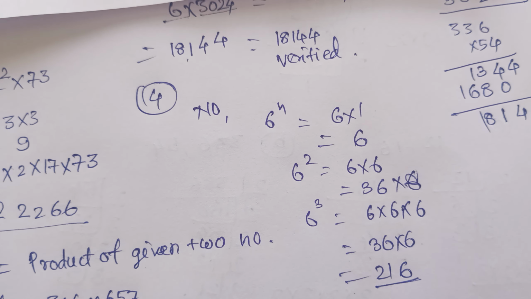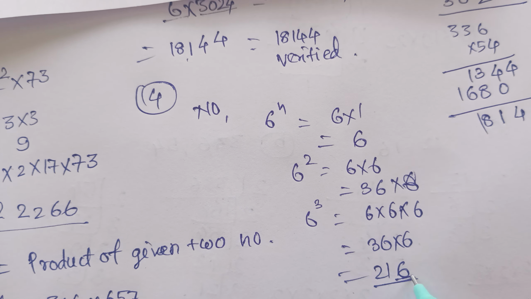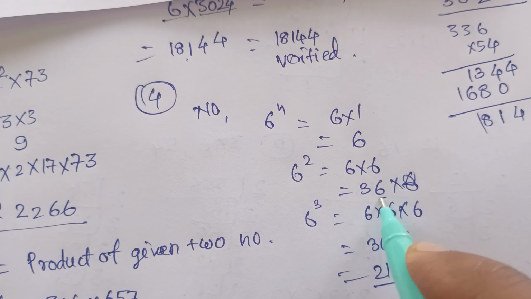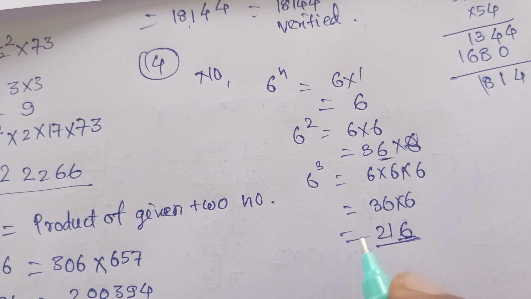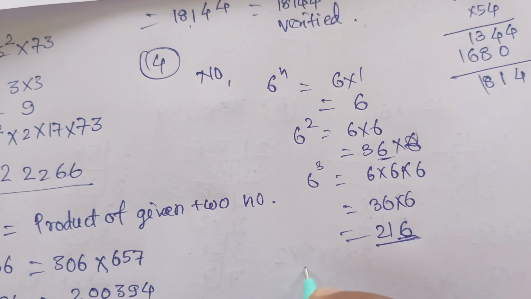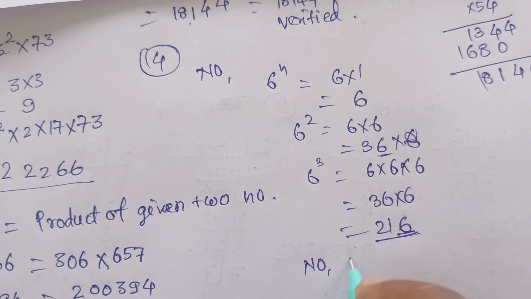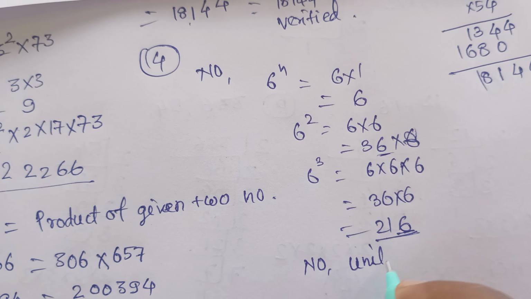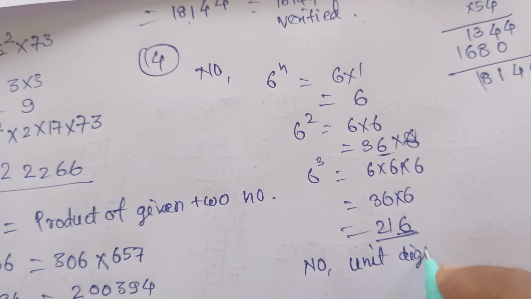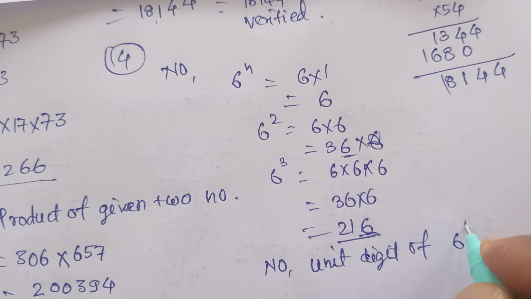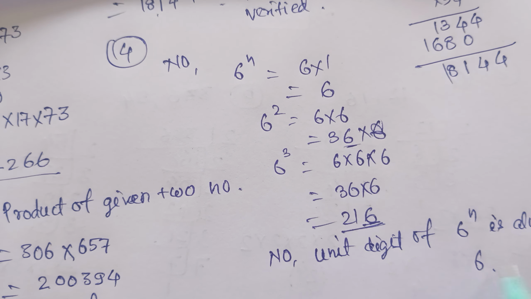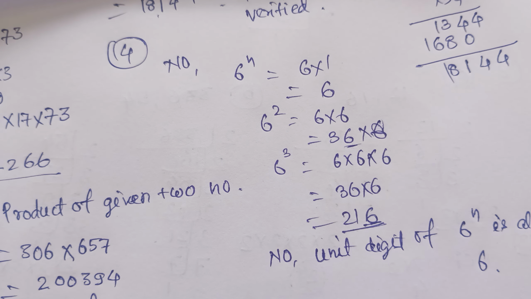So the unit digit, the first place, of 6 to the power n is always 6. So the answer is no. The unit digit of 6 to the power n is always 6. This is the solution for the fourth question. Correct.